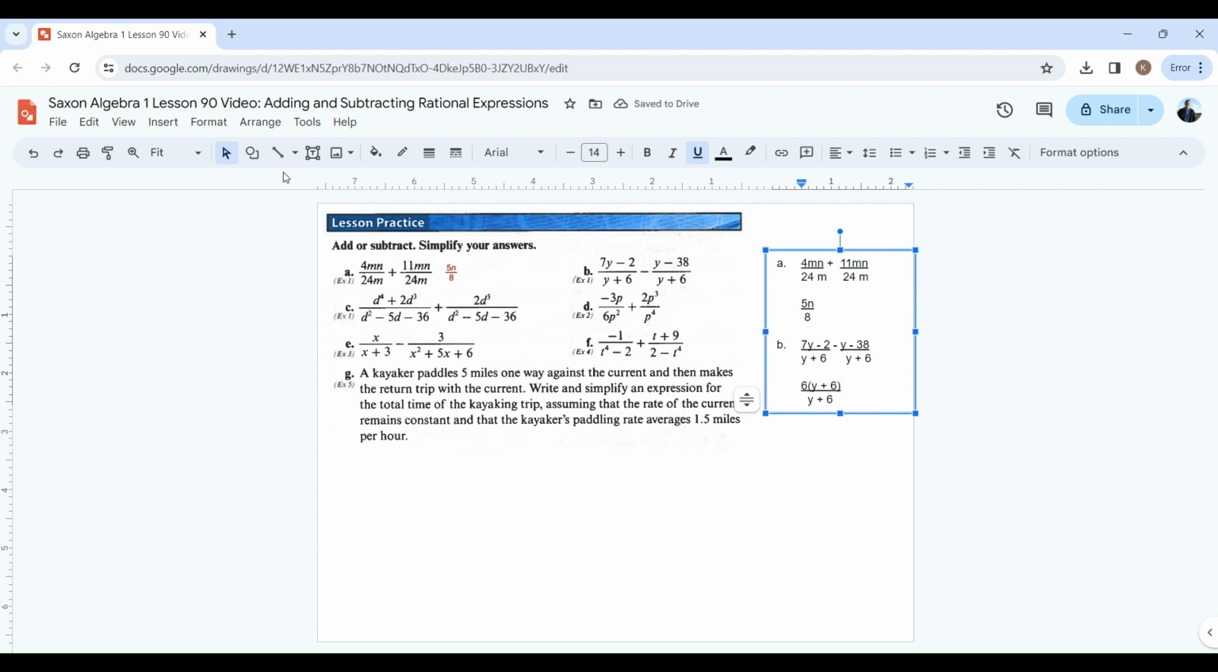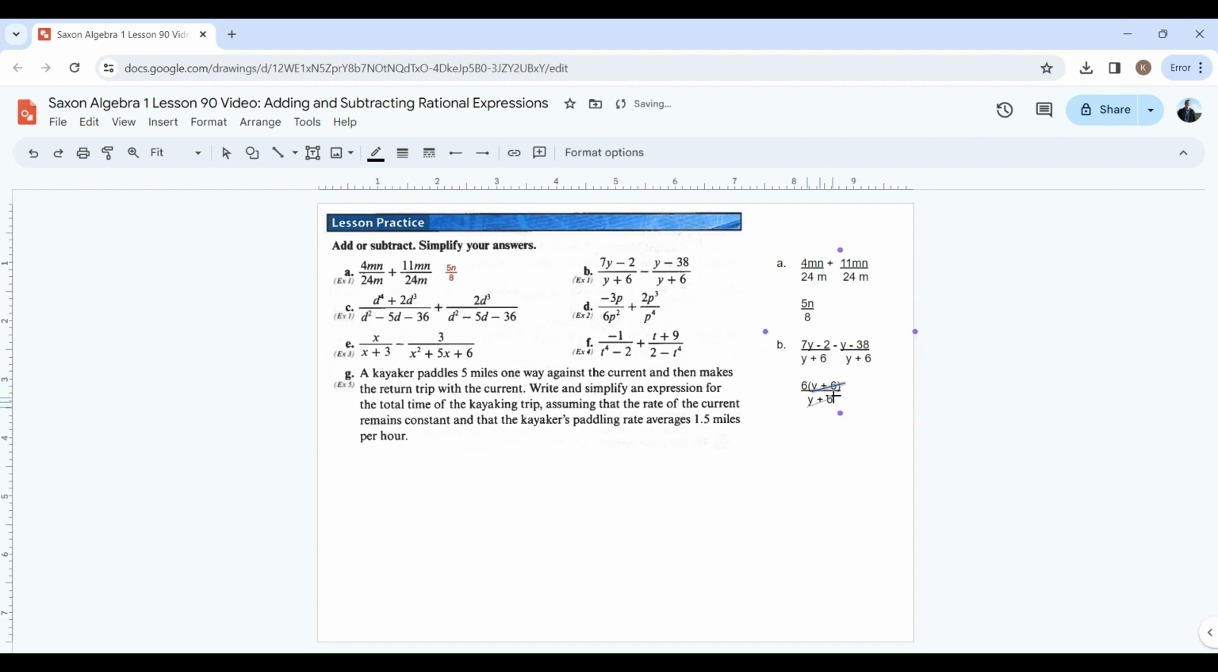And then wait a second. Notice that I have y plus 6 on top and y plus 6 on the bottom. Those are going to cancel because I have the same factor on the top and the bottom. So what I'm left with here is just 6. The answer to letter B is the number 6. Everything else cancels. So look at this big expression we started with. Sometimes they're going to simplify to something really simple.